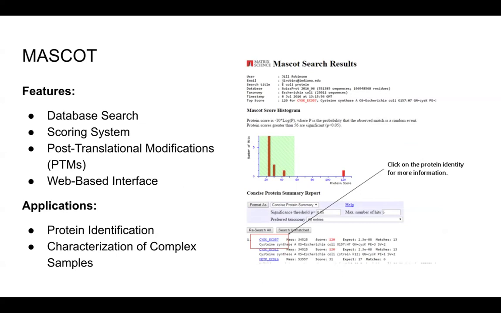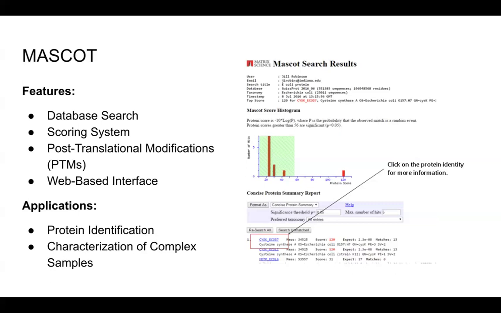So it has the following features. Mascot compares spectrometry data to protein databases, allowing users to identify peptides by matching observed peptide mass fingerprints or fragmentation patterns to theoretical spectra. It also has a scoring system to assess the quality of matches based on factors such as the number of matching fragments, mass accuracy, and statistical significance.